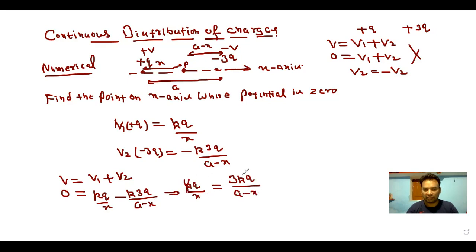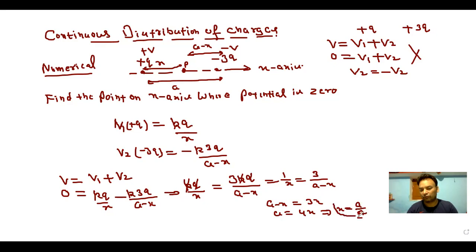So K is cancelled, and Q is also cancelled. What is left is 1 upon x is equal to 3 upon A minus x. Cross multiplying, we get A minus x is equal to 3x. So A is equal to 4x. This means x is equal to A by 4. So now the value of x is A by 4.